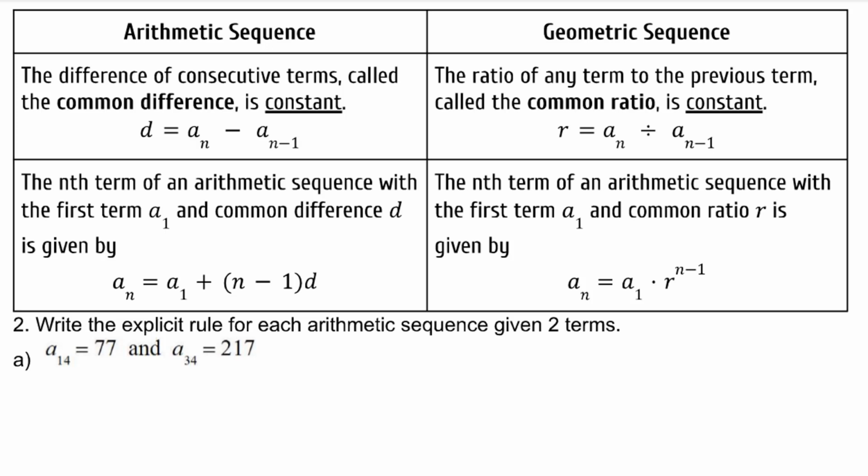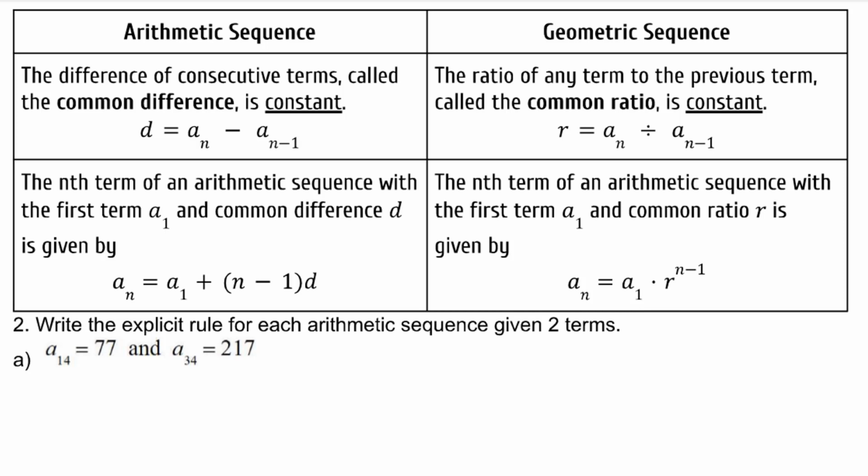So we want a rule that uses a sub 1. That means our formula just looks slightly adjusted from y equals mx plus b or y equals ab to the x, because the formulas are based on knowing what a sub 1 is. It's much more common to know a sub 1 than a sub 0.